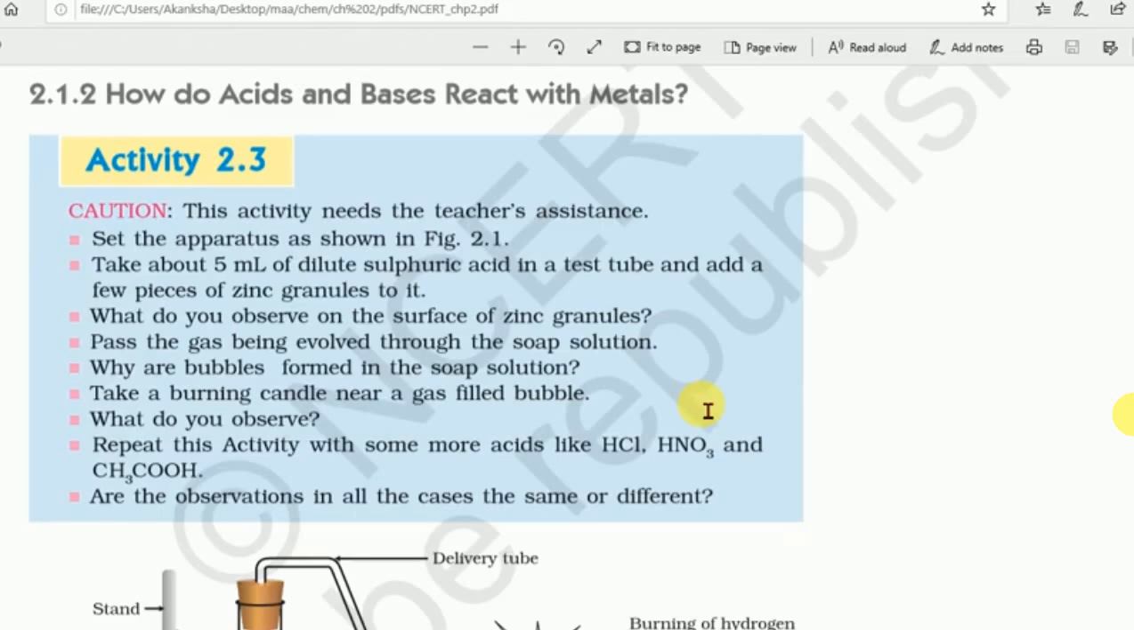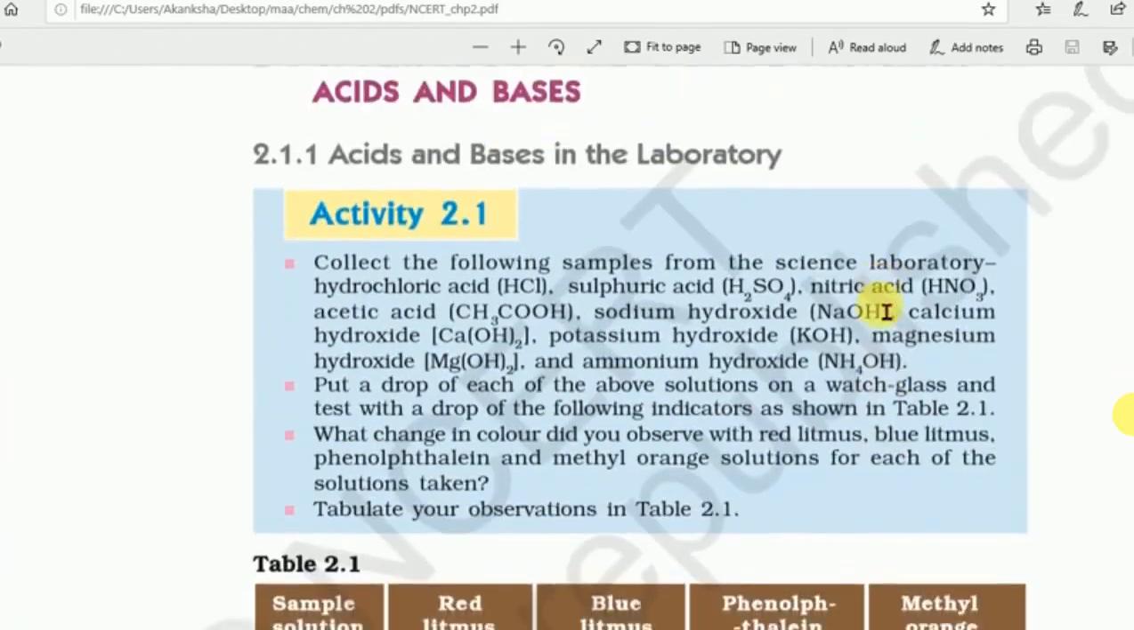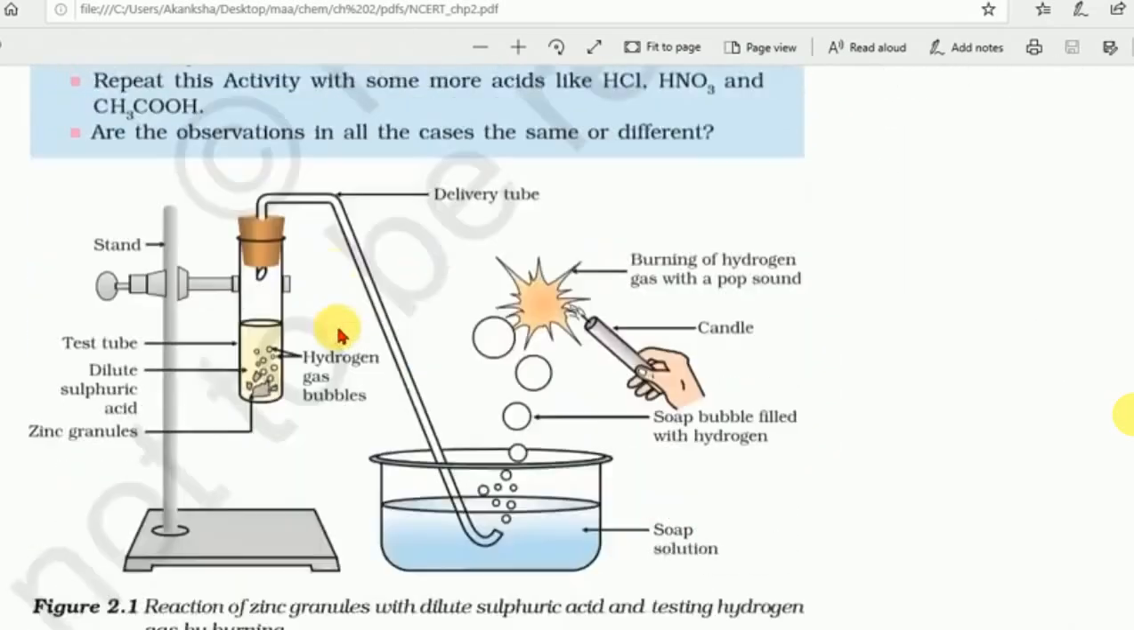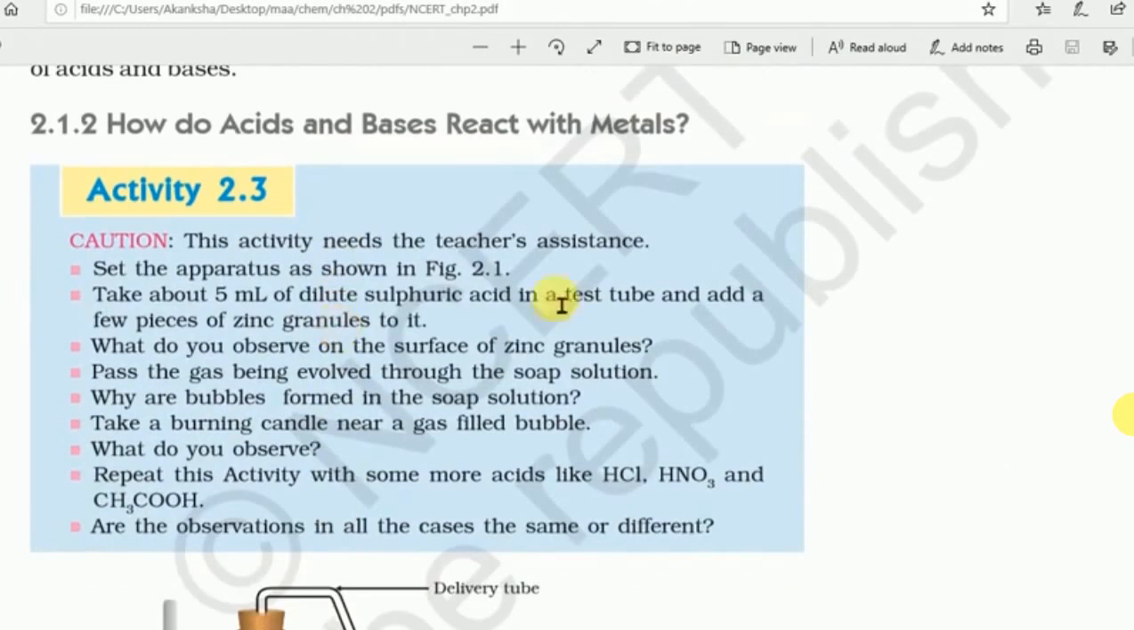Now children, you have to fill table 2.1 after going through that video once again. In Table 2.1, you have to fill how the color changes take place. Is it clear? This table, right? Now today's topic is how metals react with acids and bases.